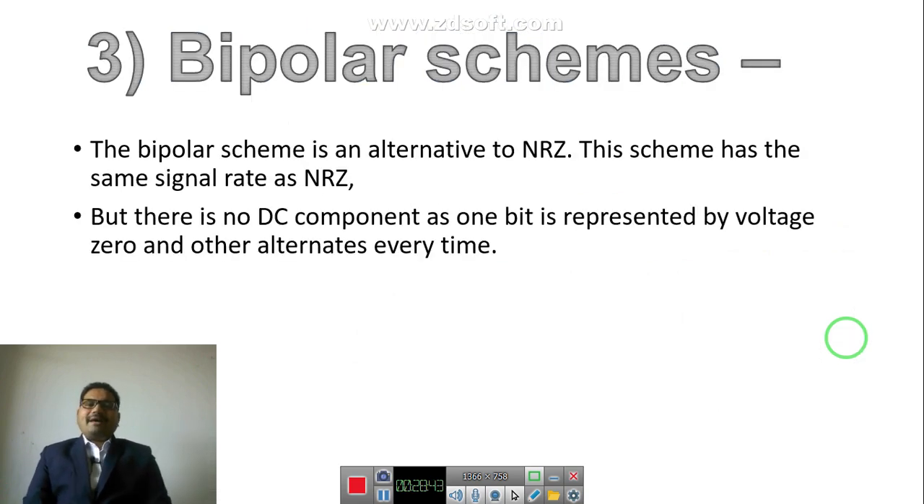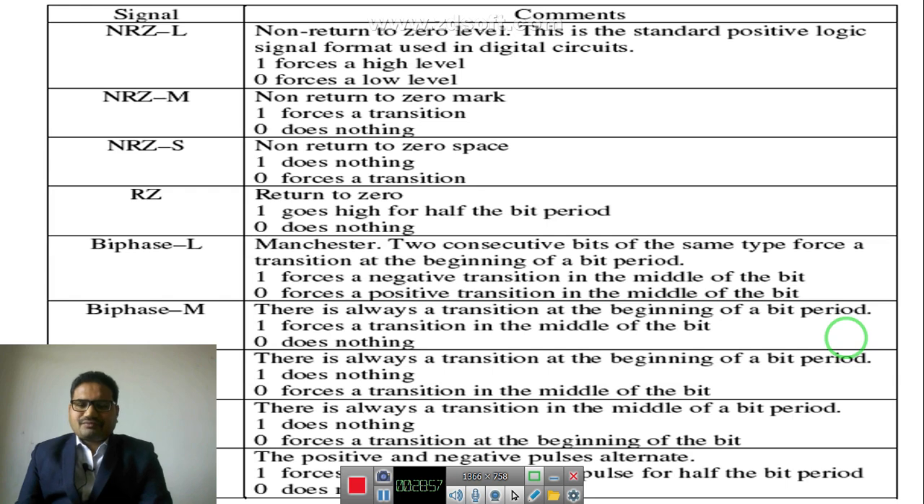This bipolar scheme is an alternative to NRZ, and this scheme has the same signaling rate as NRZ, but there is no DC component, as one bit is represented by voltage 0 and the other alternates every time.